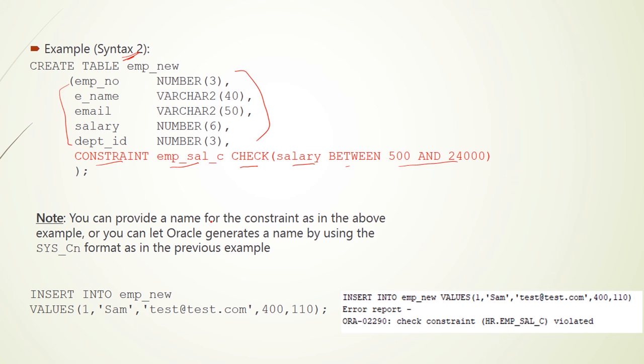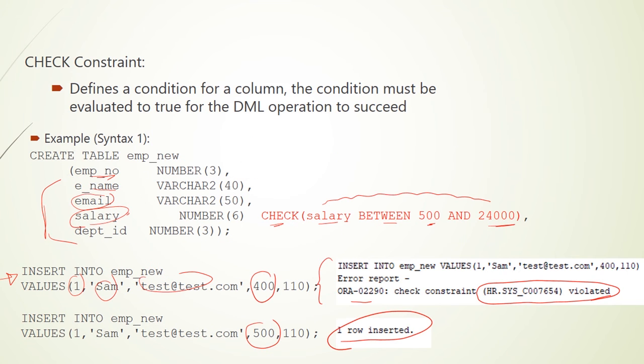You can provide a name for the constraints as in the above example, or you can let Oracle generate a name in the sys_c format as in the previous example. Here in this example, we give the constraint a name, which is emp_sal_c, while in the previous example, we didn't specify any name for the constraint. In this case, Oracle will name the constraint as sys_c and then a number.